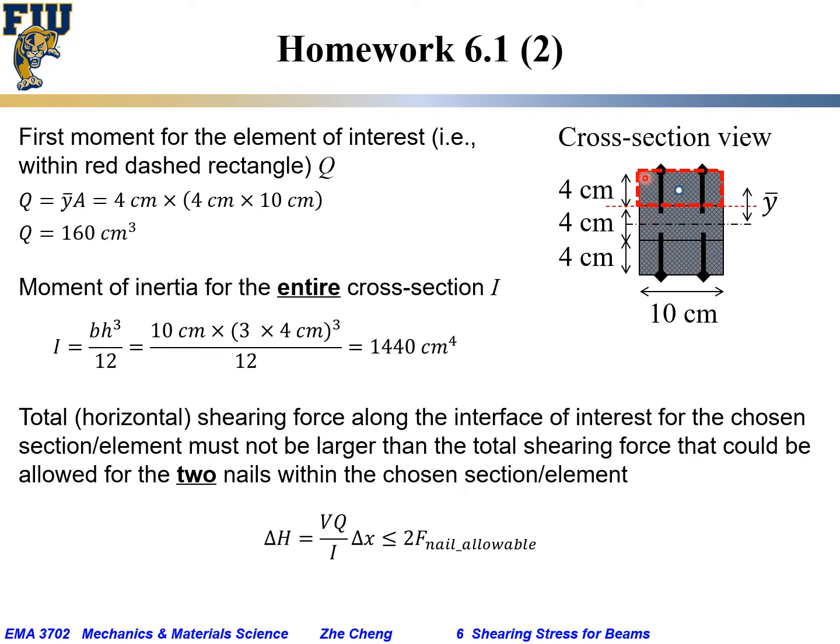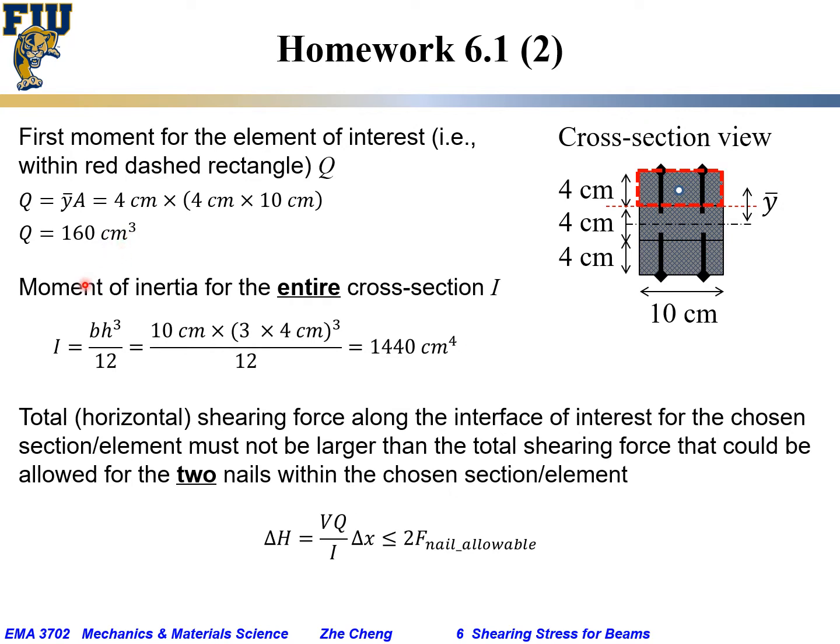For our chosen element of interest, the Y bar would be from its center of gravity to the overall center of gravity, or centroid, and that distance would be 4 centimeters. The cross-section area for the element would just be the thickness times width, which would be 4 centimeters times 10 centimeters. As a result, the first moment would be 160 centimeters to the power of 3, or cubic centimeters.